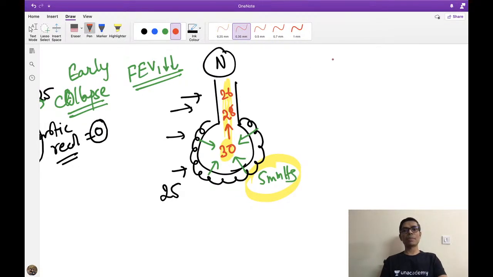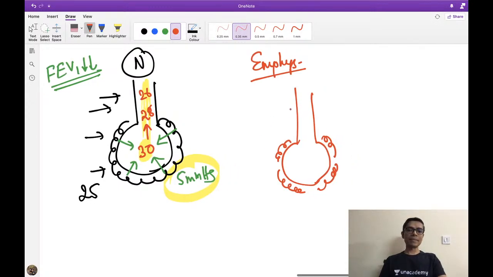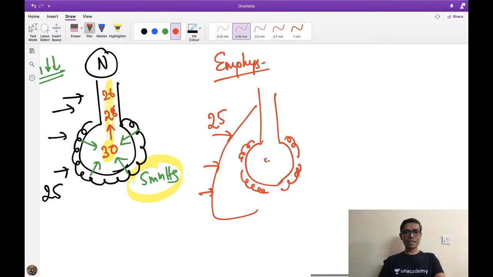But in case of emphysema disease, what is going to happen? Some of the alveoli are ruptured. Because of this, the elastic tissue component is also ruptured. So whatever external force you are giving from the chest wall, maybe 25, maybe 30, the same amount of force will be exerted on the alveoli, because the elastic recoiling force is almost nil. With this force, air will try to go out of the lung.